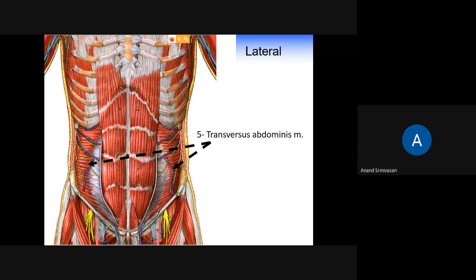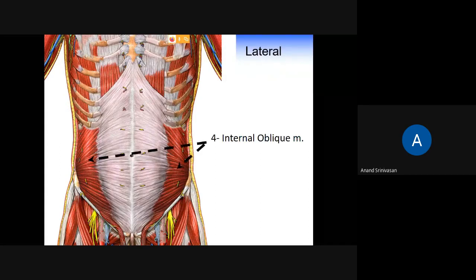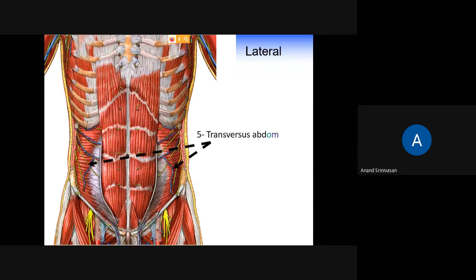Since this is a 1 hour lecture, I'm just going a bit fast. So these are the three muscles. Now, why are there three muscles? Why can't there be only one single muscle? And these three muscles are in different directions.